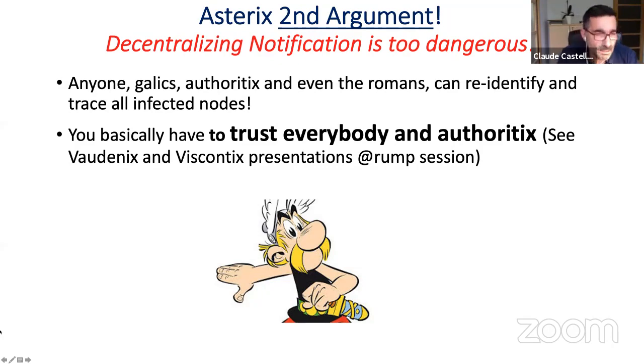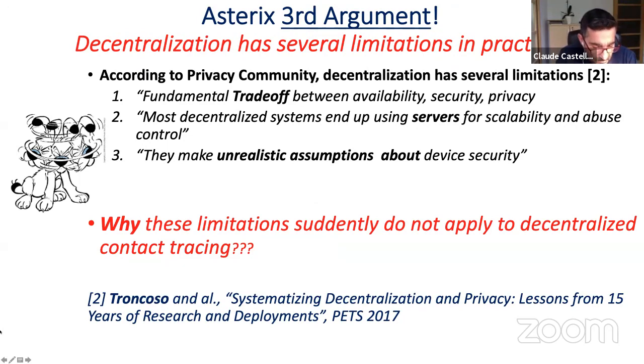The third argument that Asterix is putting out is that in the privacy community, it's clear that there are some results that were presented 2 years ago at PETS that decentralization practice has some limitations, right? And according to this paper and to the community, there is clearly some fundamental trade-off between availability, security, and privacy. The paper even writes, a good design for one is an unsafe design pattern for another. The other issue is that most decentralized systems in practice end up using servers for scalability and abuse control. And the last point, which is a very important point, is that usually the systems make unrealistic assumptions about the security of the device. The paper even writes it's too facile to heavily rely on end-user systems keeping secret keys and data, and then ignore that they are often compromised.